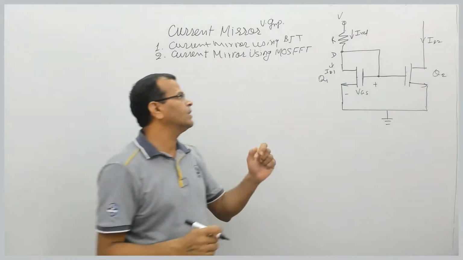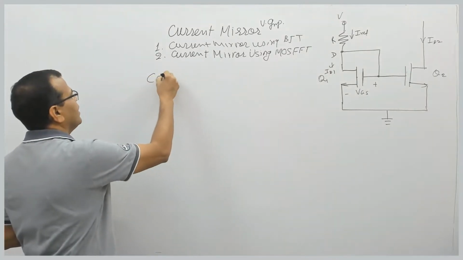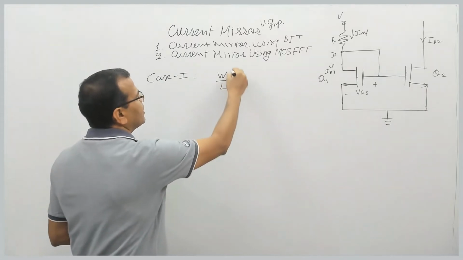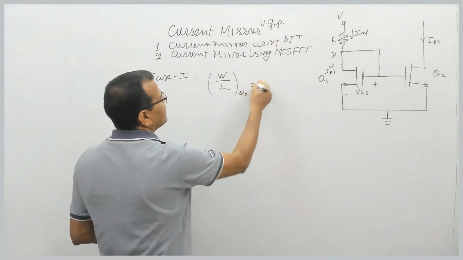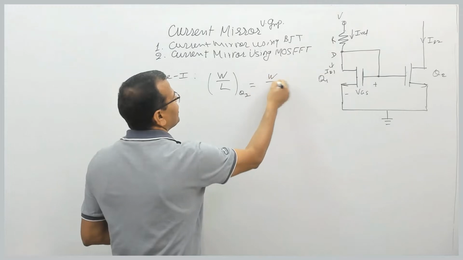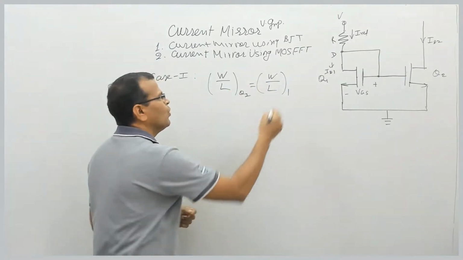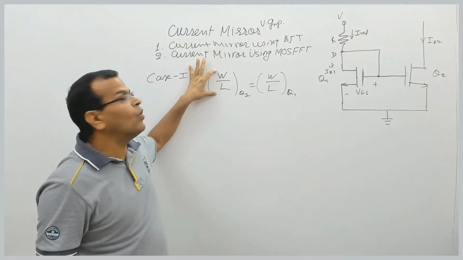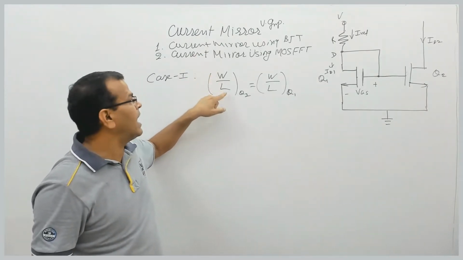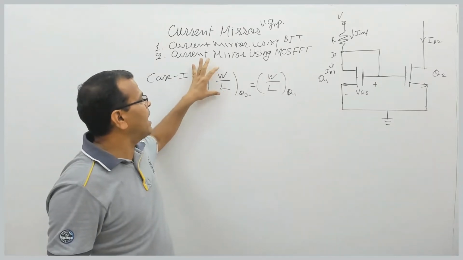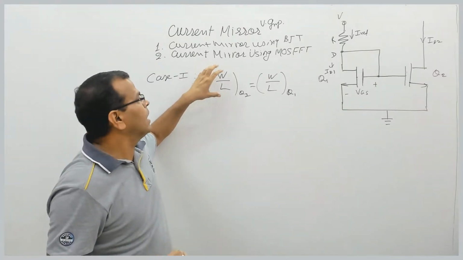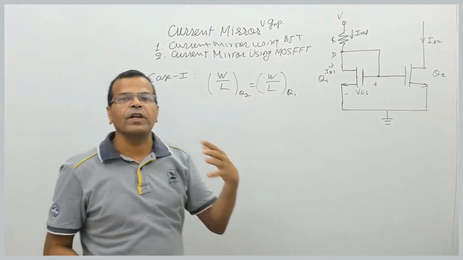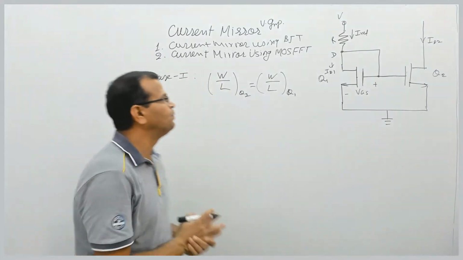First, we will be considering case 1. Case 1, we will be assuming the aspect ratio of the transistor Q2 is same as aspect ratio of transistor Q1. What is this aspect ratio? This is W by L ratio of the channel. W is the width of the channel, L is length of the channel. So W by L is known as aspect ratio. So aspect ratio of transistor Q2 is same as the aspect ratio of transistor Q1. This is what we assume.